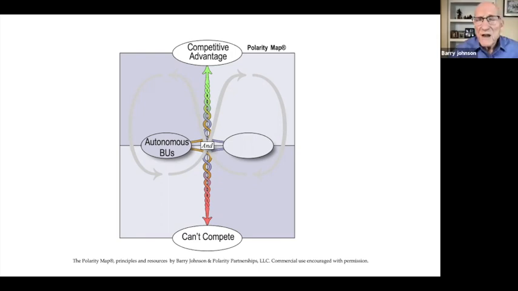If they have a list of values and they don't have them in pairs, I look with them at their values, and we see if they have one value in the list and its interdependent pair is also in the list. If so, I encourage them to put them as a pair. And if they have a value that doesn't have a pair in the list, I encourage them to just add that value pair in order to make sure that they're not vulnerable to just focusing on one pole of a polarity.